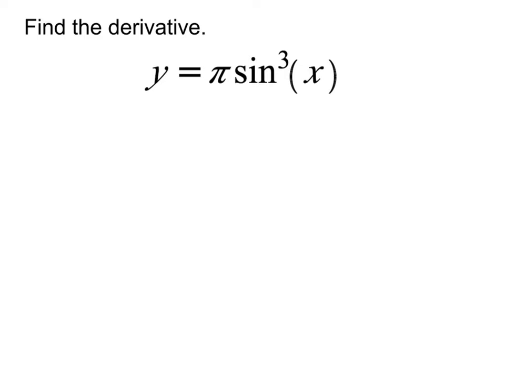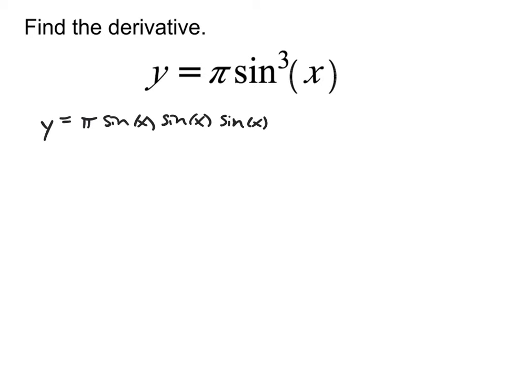And you might be looking for a shortcut, a way to get around doing it, but no, I'm afraid we actually are going to have to multiply this out and turn it into pi times sine of x times sine of x times sine of x. And then we need to be able to find the derivative of that.